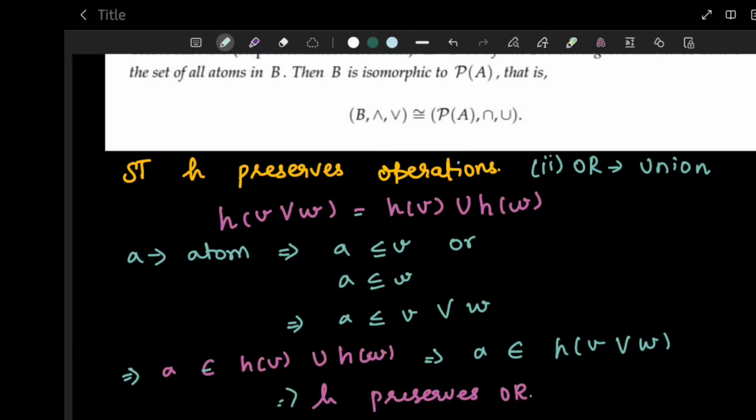Now, let's see for OR operation. We want to prove that H of V meet W is equal to H of V union H of W. For that, we are taking an atom A. Then A is less than or equal to V, A is less than or equal to W. This implies A is less than or equal to V meet W. Therefore, A belongs to H of V and H of W, their union. This implies A belongs to H of V meet W. This shows that H preserves OR operation.